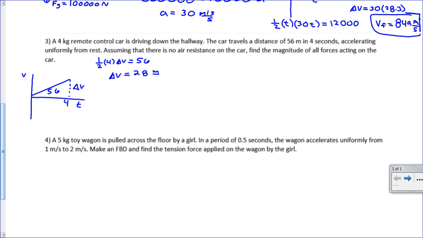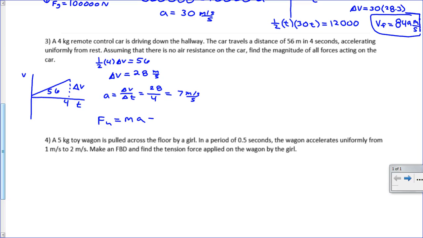Then we can find the acceleration, which equals the change in velocity over the change in time. And that equals 28 meters per second over the course of 4 seconds, and you end up with 7 meters per second squared. Now using F net equals ma, because once you have the acceleration, then you can jump to F net equals ma. That's the whole point of doing the motion graph analysis, the velocity versus time graph, is trying to get the acceleration.